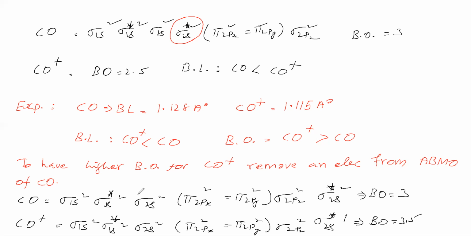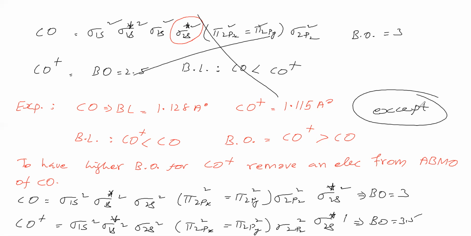Okay, therefore this expectation is wrong. As per experiment only, we have to write. Therefore, the CO electronic configuration comes under an exceptional case. Like this you remember it.